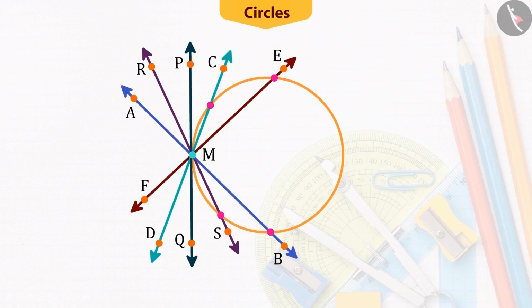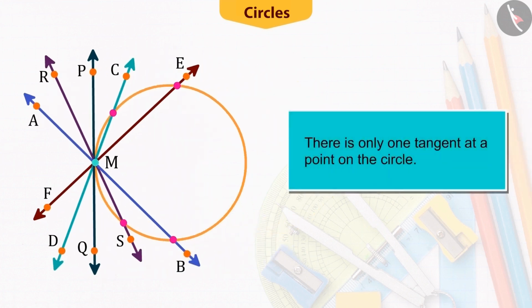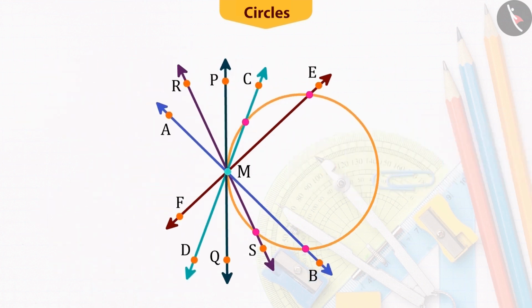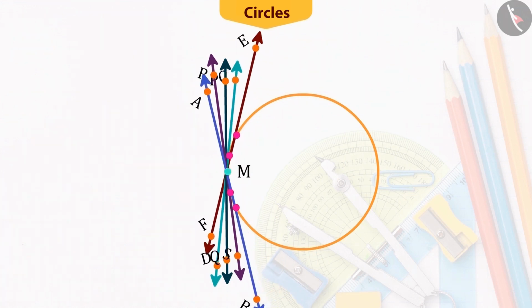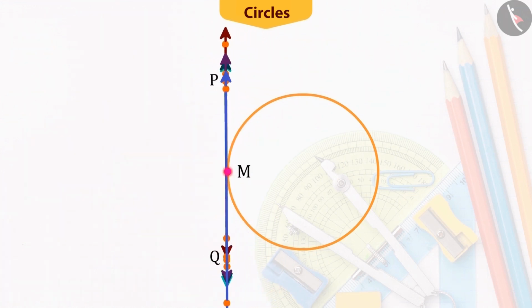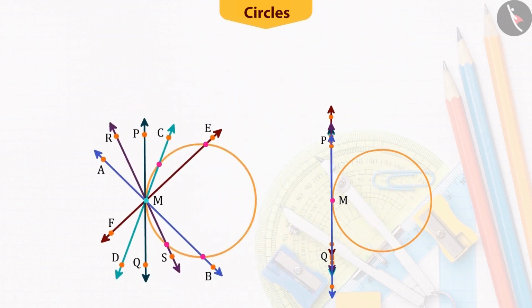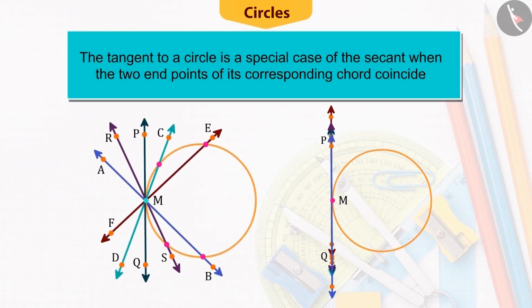So, from this activity, we can conclude that there can be only one tangent passing through a point of a circle. Also, if you look here, you can observe that on bringing all other lines except PQ to the position of PQ, the common point of the respective line and the circle gradually comes closer to the common point M and ultimately it coincides with the point M. With this, we get to know that the tangent to a circle is a special case of the secant when the two endpoints of its corresponding chord coincide.